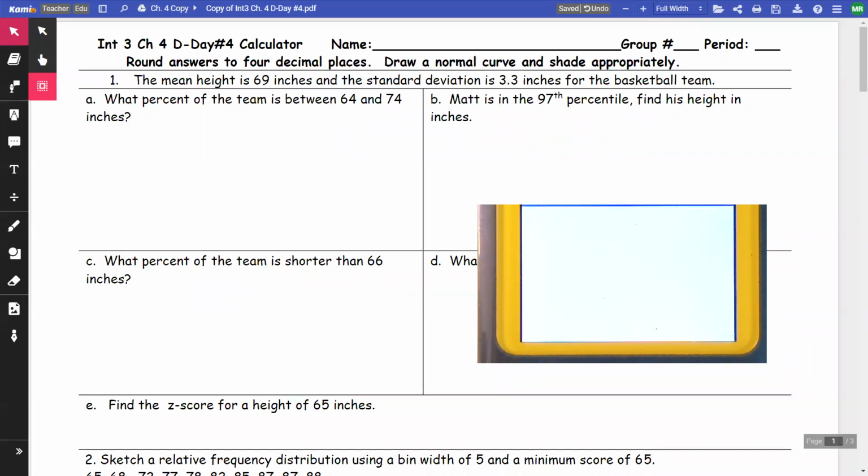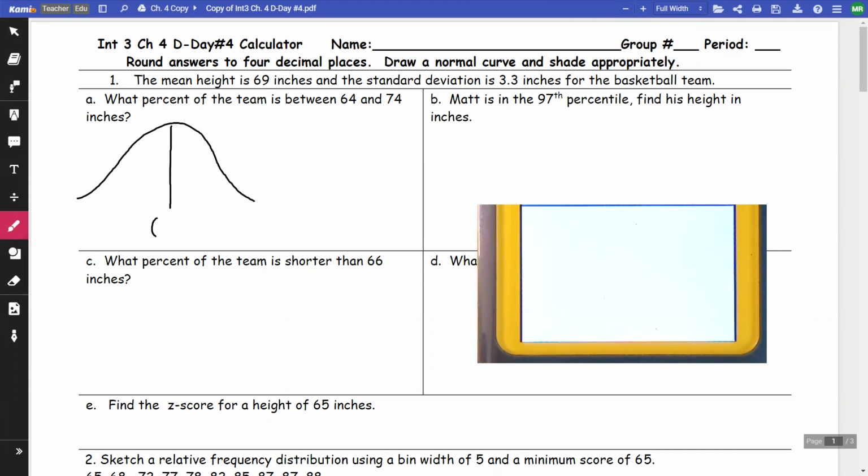So this video is Integrated 3, Chapter 4, D-Day number 4. We want to do these normal distribution problems. We're going to give our answers to 4 decimal places, and we're going to shade where we should shade for these. So let me get my normal curve drawn.